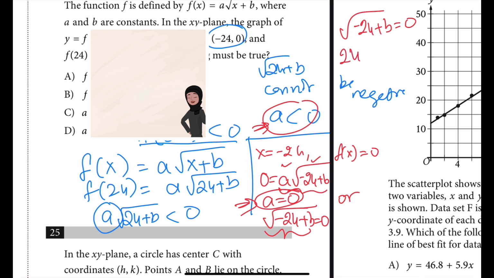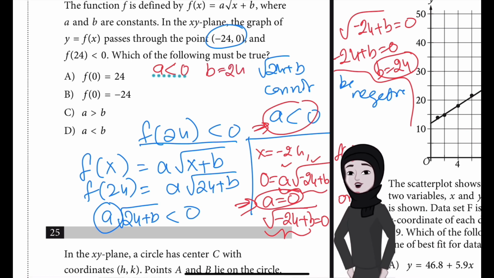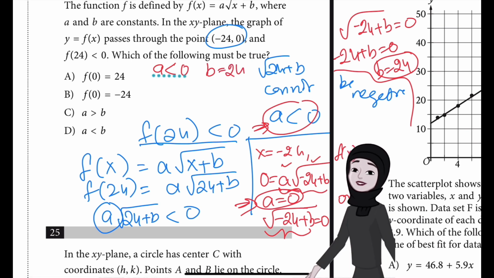Now to solve for this, we will square both sides. When we square both sides, we will have only negative 24 plus b is equal to 0. So when you solve for this and you just add 24 to both sides, that will help us to get the value of b. b is equal to 24. Now we know one thing, that a is less than 0 and b is equal to 24.